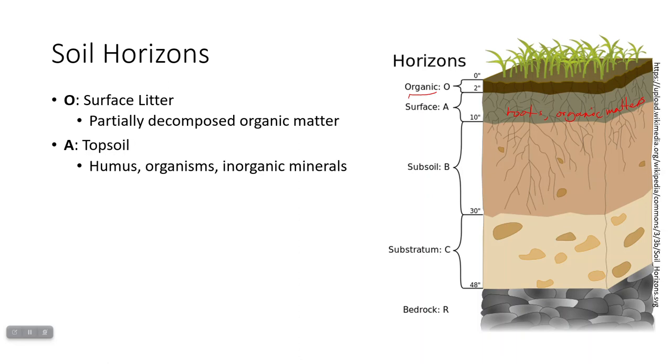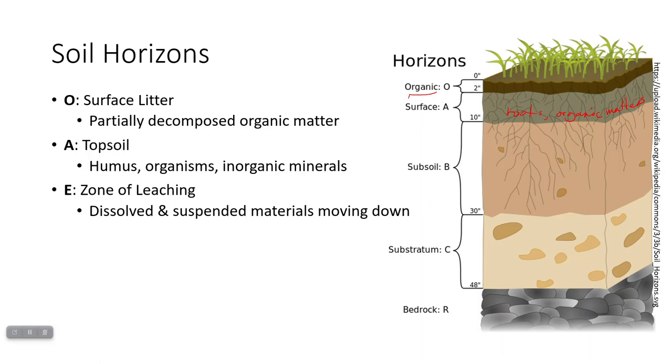Topsoil tends to contain humus, not humans. Humus is not something you eat. Humus is something you grow food in, and it contains organisms as well as organic materials. Sometimes below the A horizon, you'll have the E horizon, which is the zone of leaching. It's got a lot of dissolved materials that are basically being carried by water deeper into the soil.